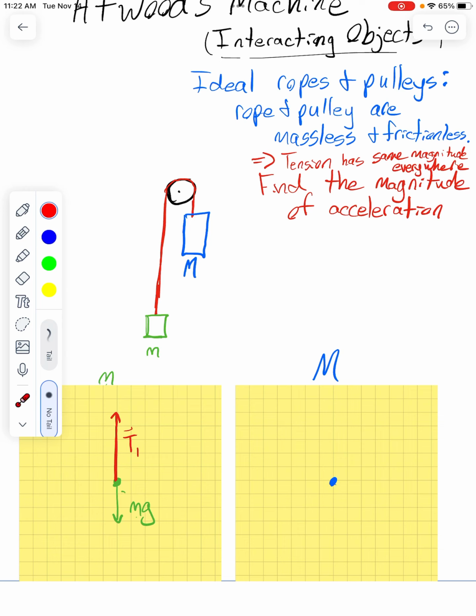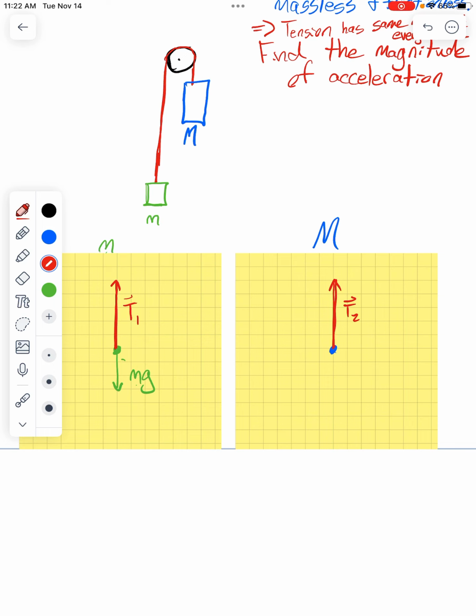So we have a tension that is also going to be 4 tick marks long, or sorry, 5. I can count, I promise. I am going to call it T2 because these two tensions act on different objects, so technically they're different forces, but it's okay. We know what we're talking about here.